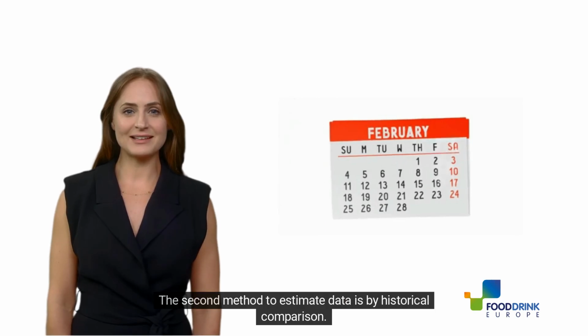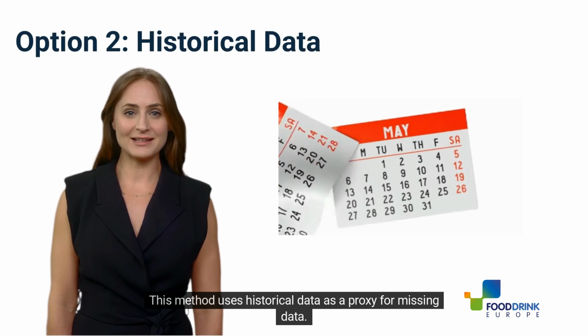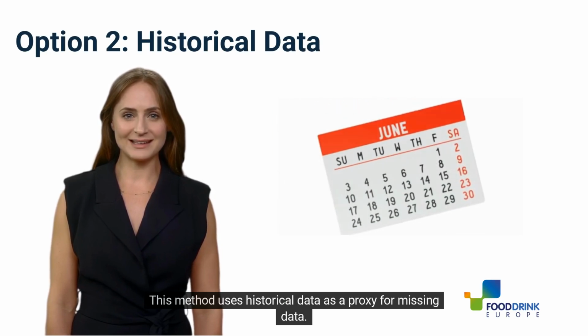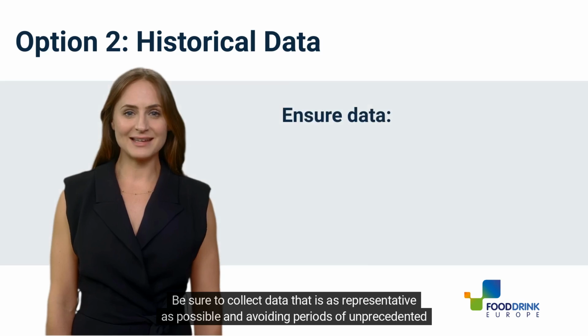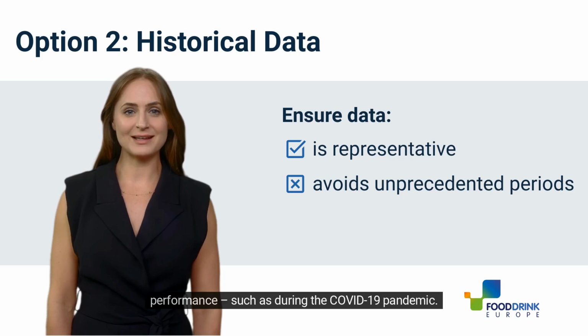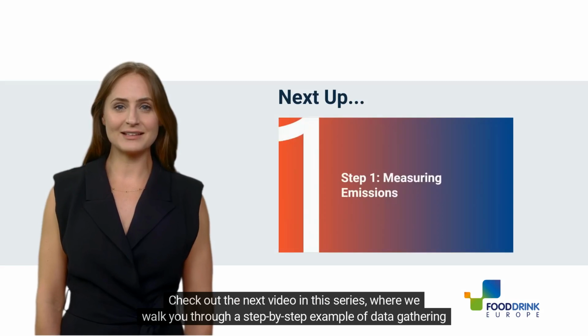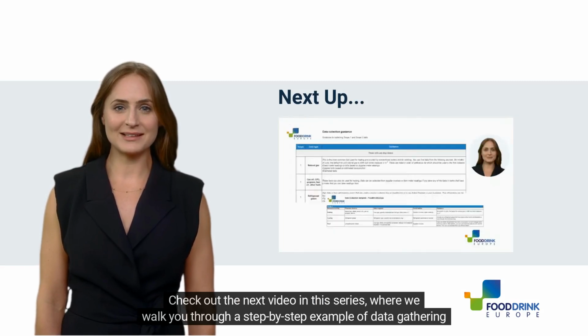The second method to estimate data is by historical comparison. This method uses historical data as a proxy for missing data. Be sure to collect data that is as representative as possible, avoiding periods of unprecedented performance, such as during the COVID-19 pandemic.